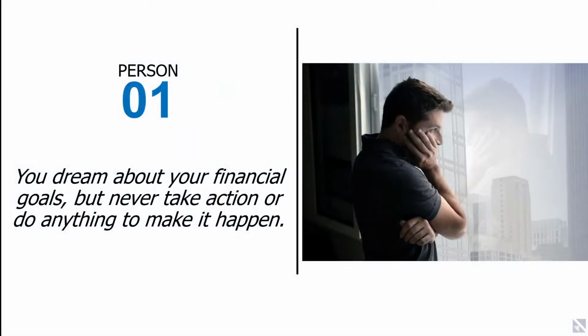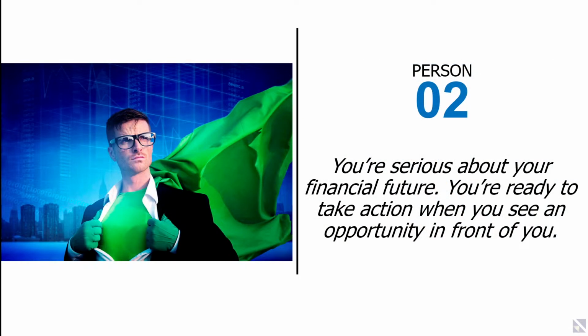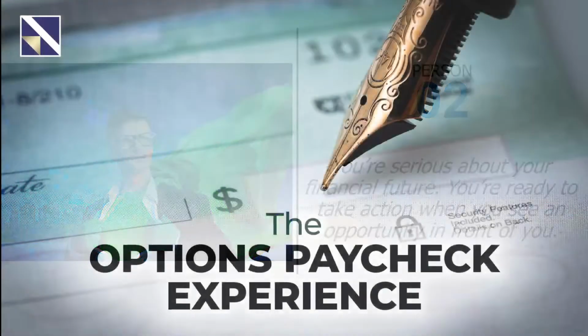You know, there's two types of people. Person number one is someone who dreams about their financial goals, but they never take action or do anything to make it happen. Person number two is serious about your financial future. You're ready to take action when you see a good opportunity in front of you. And listen, since you're dedicated to be with me to this point, I'm willing to bet you're person number two, and that makes you the perfect candidate to get started on your first options paycheck. So let me tell you what we put together for you.